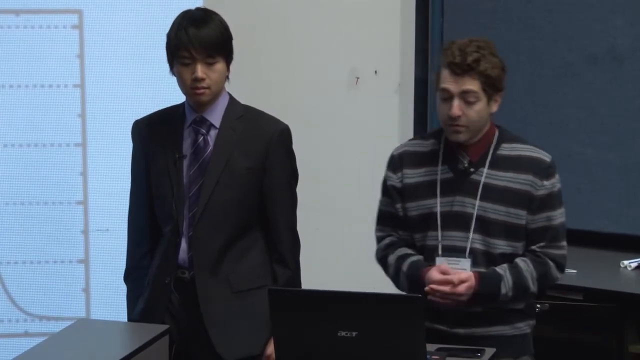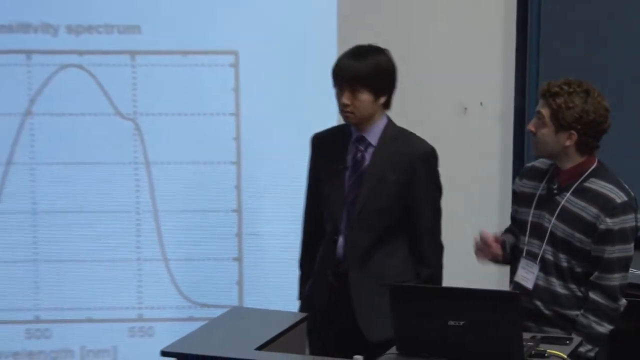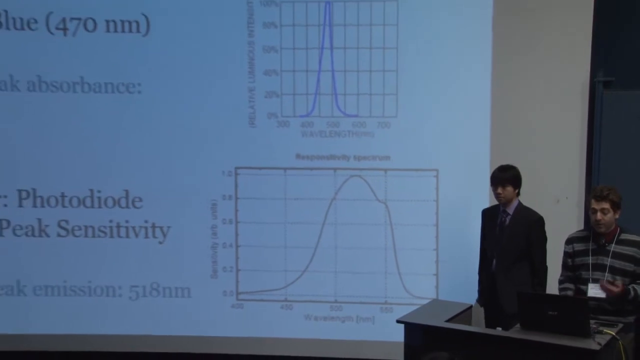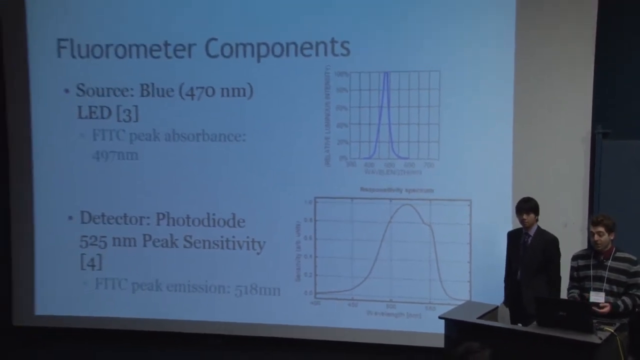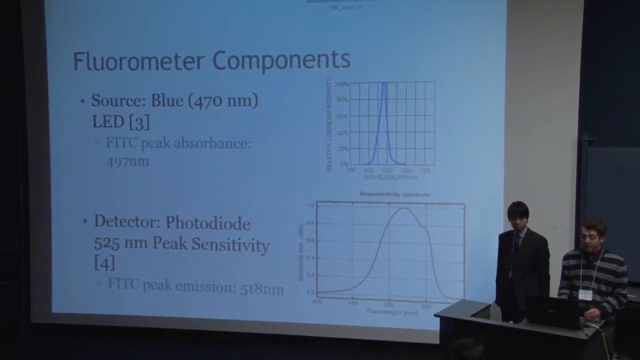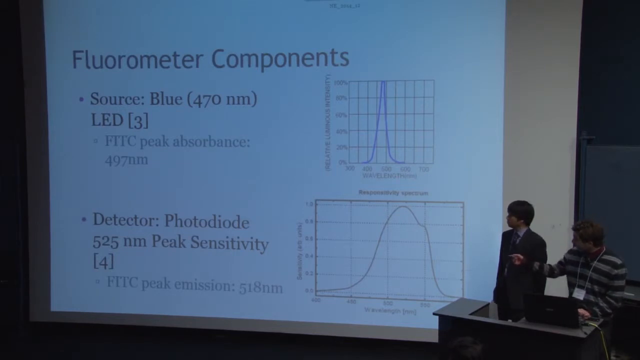So for the selection of our fluorometer components, we chose an LED whose emission spectrum can be seen on the above graph to overlap fairly well with the peak absorbance of our dye-antigen complexes. A photodiode was also selected whose peak sensitivity would overlap well with the peak emission of this same complex. The responsivity of our photodiode can be seen on the below graph.